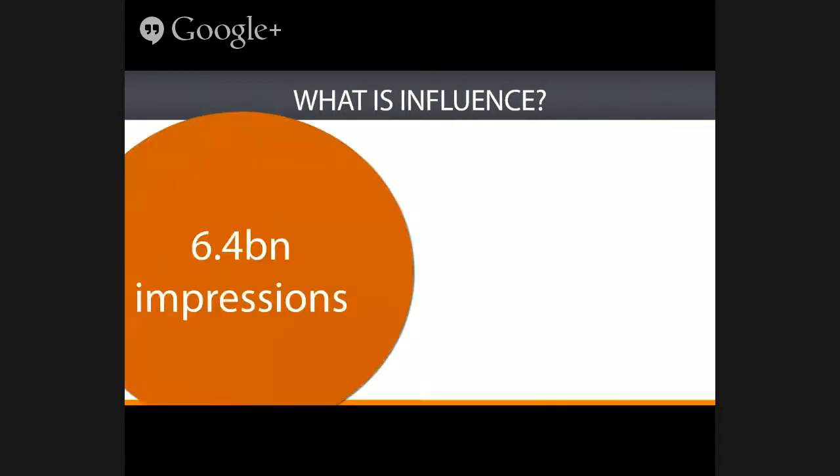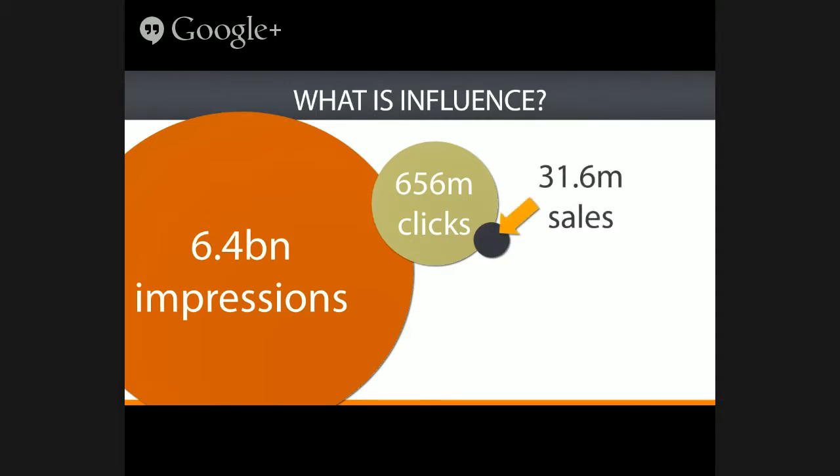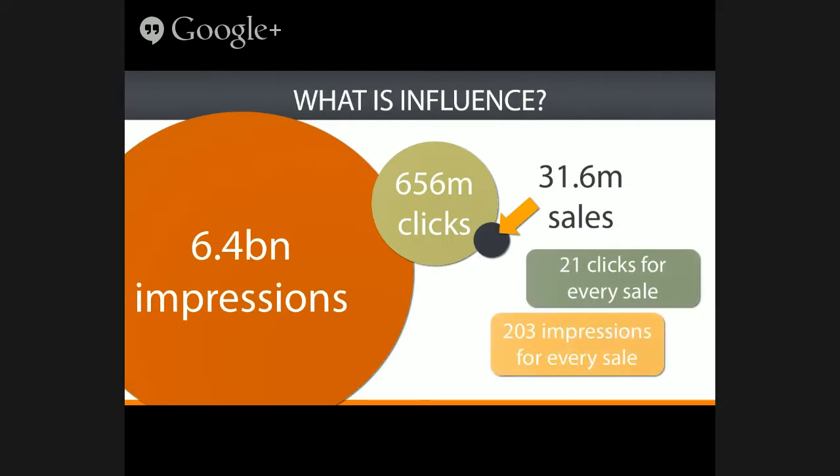I suppose this next slide succinctly sums up what we mean by that. So in 2014, the network recorded 6.4 billion impressions, 656 million clicks, and 31.6 million sales. In other words, that's 21 clicks for every sale and 203 impressions for every sale. And given that, as I mentioned, we work to a predominantly last click CPA model, there's a significant amount of influence and activity here that is simply unrewarded, which through other channels and other companies that you would have to pay for.